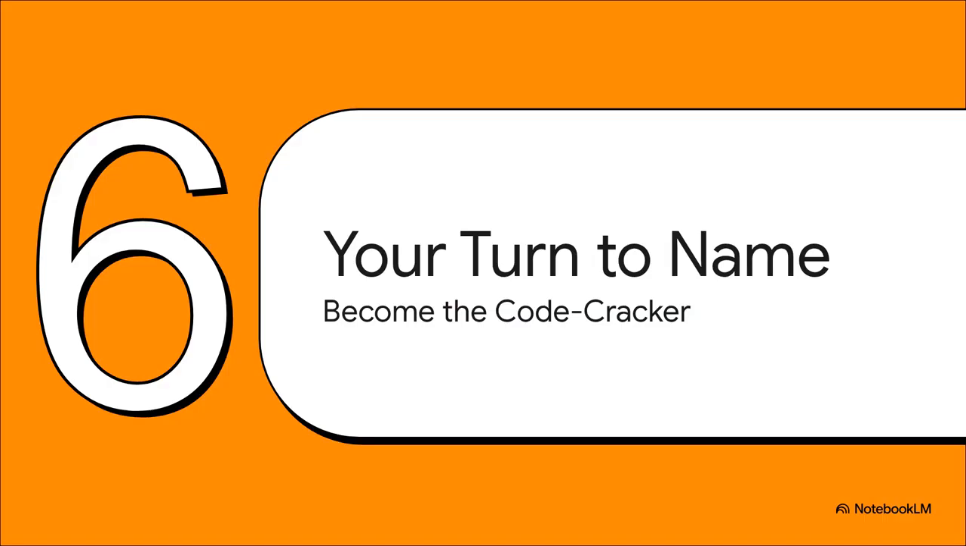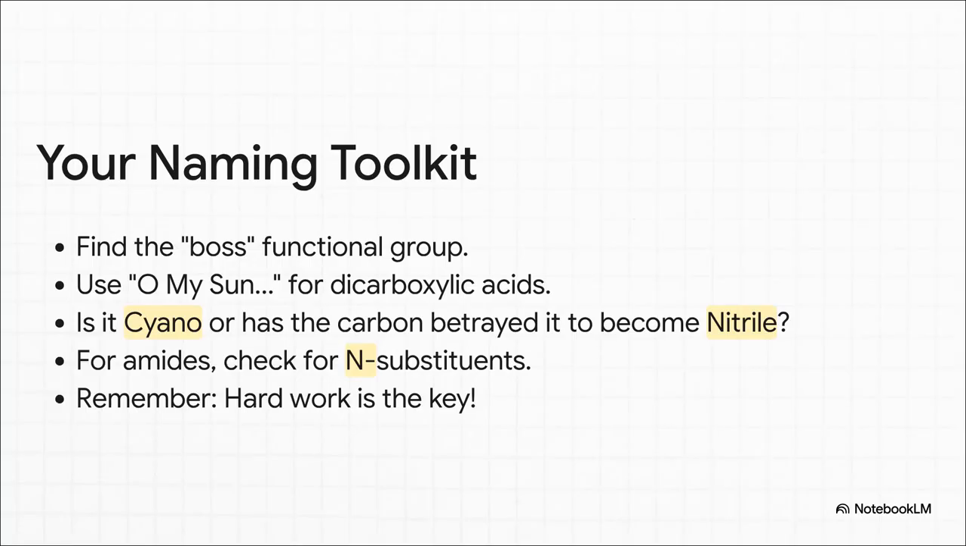Okay, pep talk over. You've seen the rules, you've learned the tricks, you understand the logic. We've been building up your chemistry toolkit piece by piece. So now it's your turn to be the code cracker. So here it is, your naming toolkit. Number 1, always find the boss functional group first. That's your anchor. 2, if you see 2 acid groups, use the oh my son mnemonic. 3, if you see a CN group, you've got to ask, is it just a cyano side group, or is it the main nitrile? And 4, for amides, always be on the lookout for those N substituents. These are your essential tools.